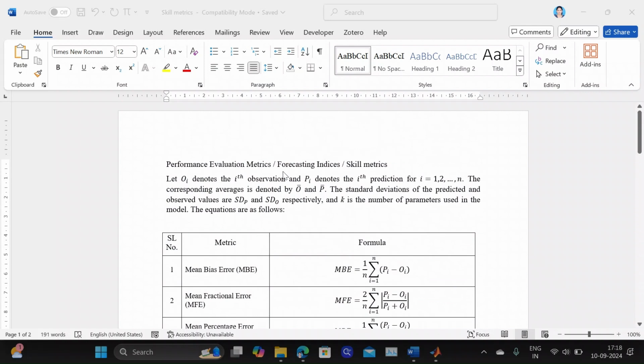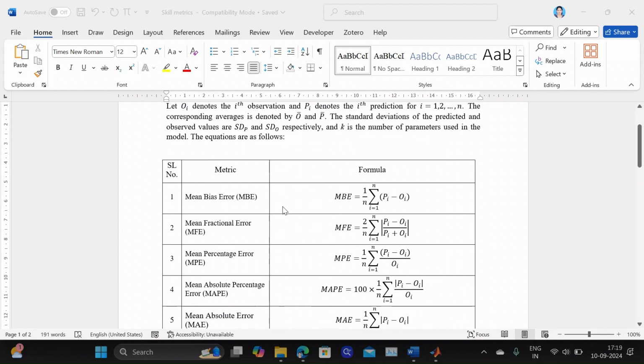So the notations are Oi for the ith observation, Pi for the ith prediction, where i equals 1 to n. The corresponding averages are denoted by O bar and P bar, and the corresponding standard deviations are denoted by STO and STP. And K is the number of parameters used in the model.